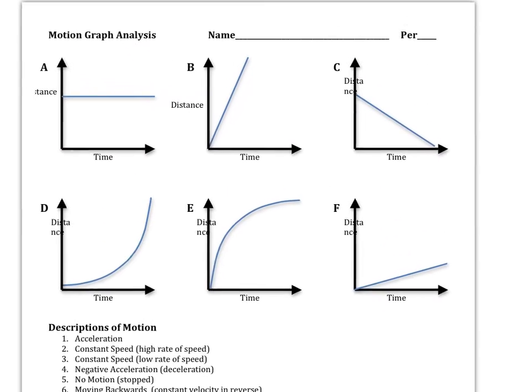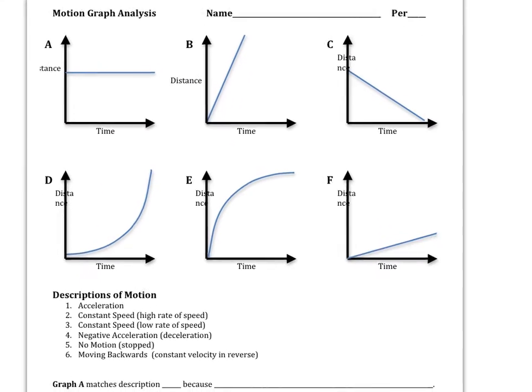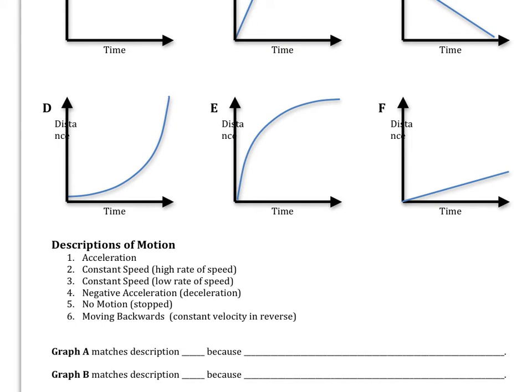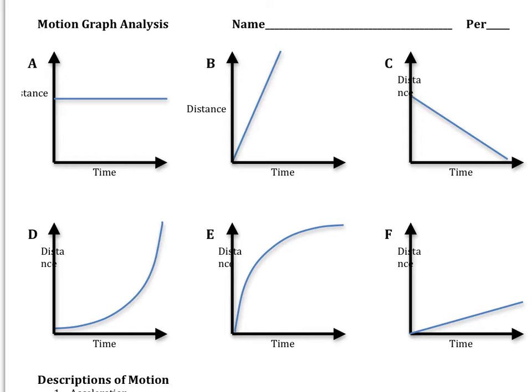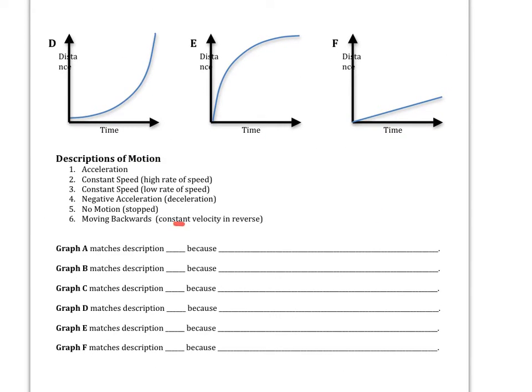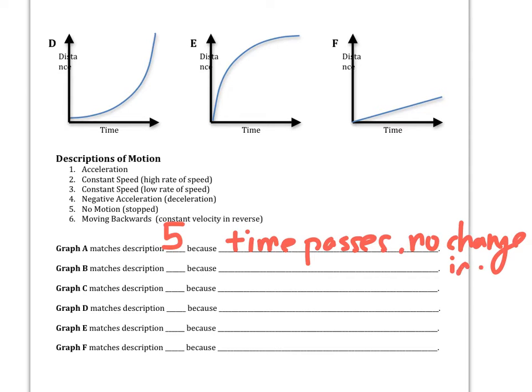So graph A, if we look at it, it's a distance time graph, and we can see that it matches description 5. So I'm going to write 5 here. We can tell this because as time passes, the distance does not change. I'm not going to write these down for all of them because it's just going to get really messy.